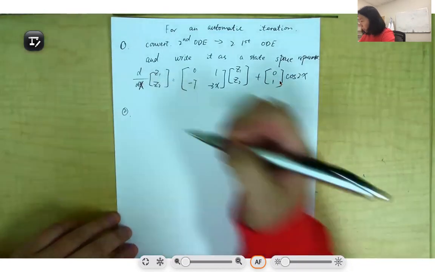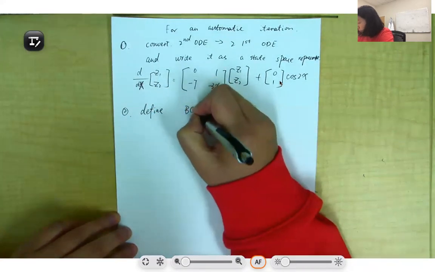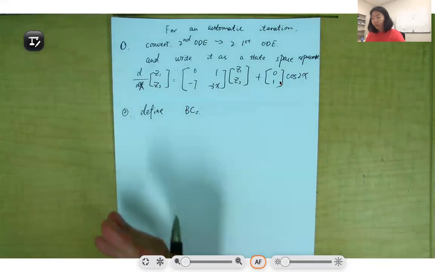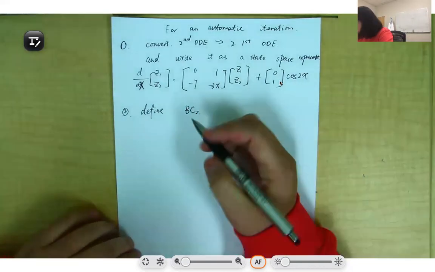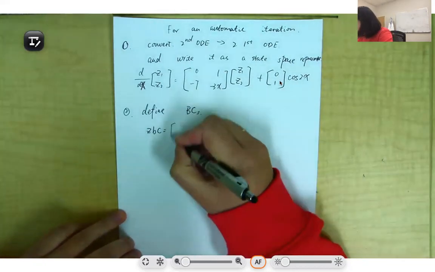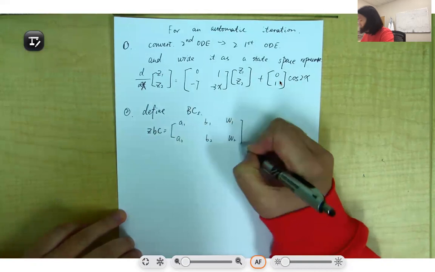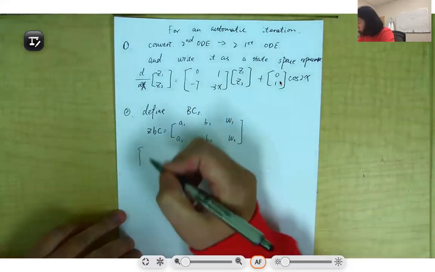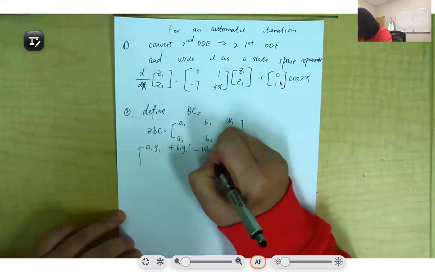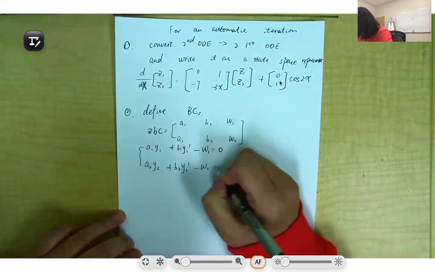Then the second step, we will define our boundary conditions. It really depends on what type of boundary conditions you have. You can use different matrices for the boundary conditions. We have the ZBC matrix that represents our boundary conditions, which is A1, B1, W1, A2, B2, W2. That is represented by A1 y1 plus B1 y1 prime minus W1 equals 0, and A2 y2 plus B2 y2 prime minus W2 equals 0.